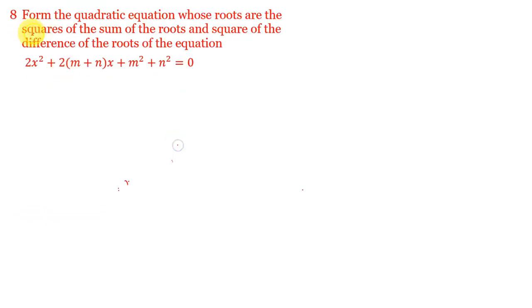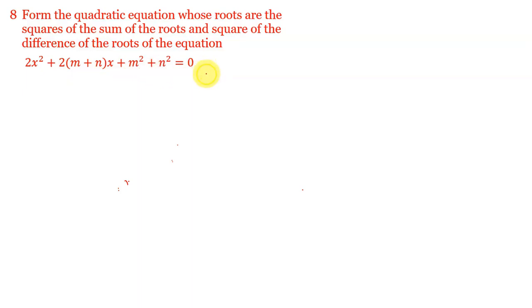Now the next question. Form the quadratic equation whose roots are the squares of the sum of the roots and the squares of the difference of the roots of the equation 2x square plus 2 in bracket m plus n into x plus m square plus n square is equal to 0.